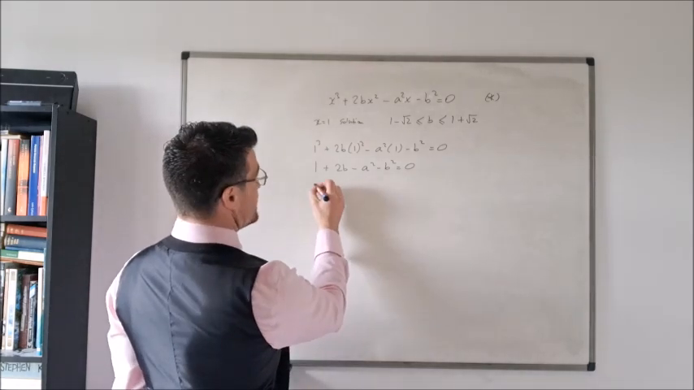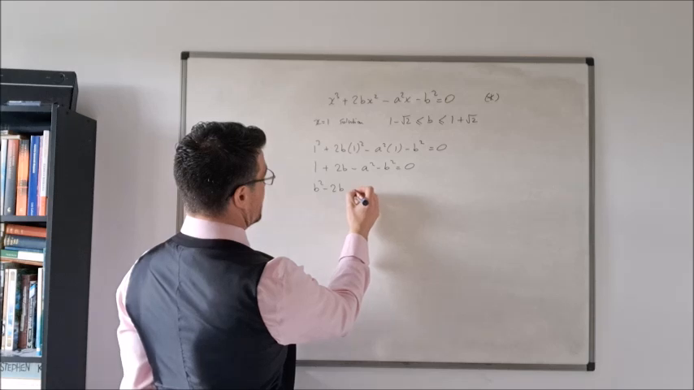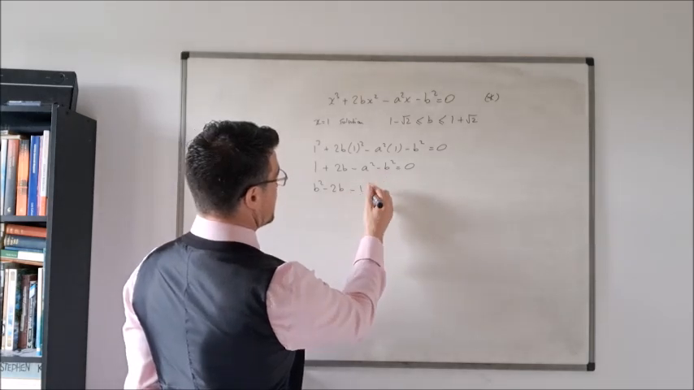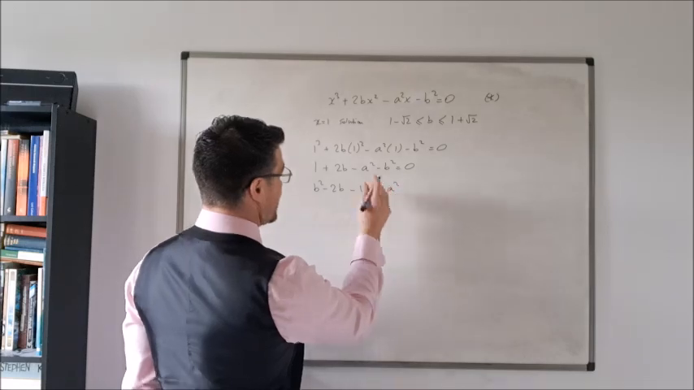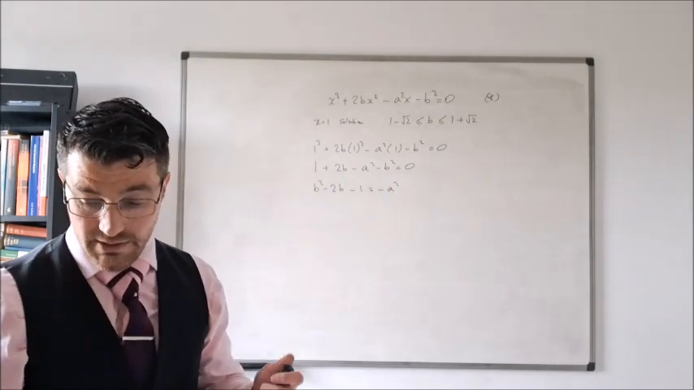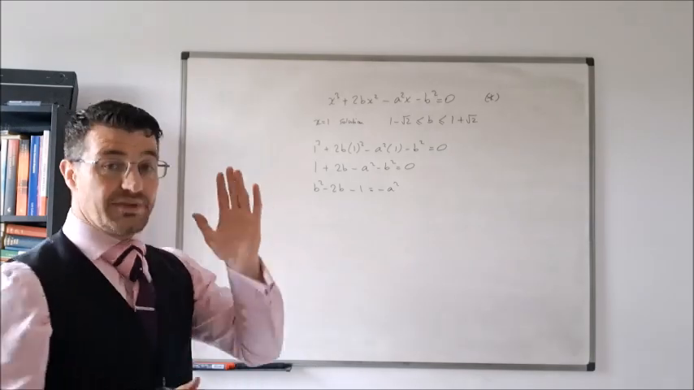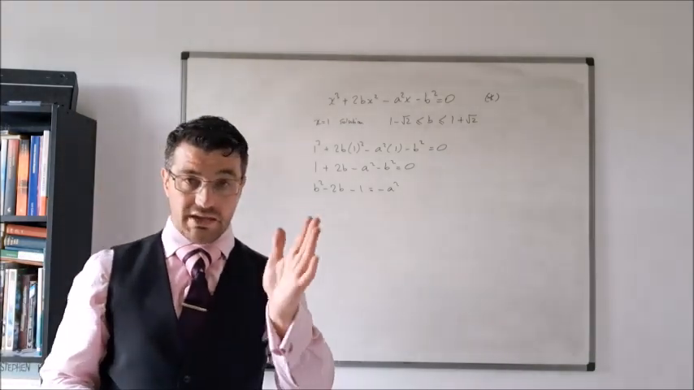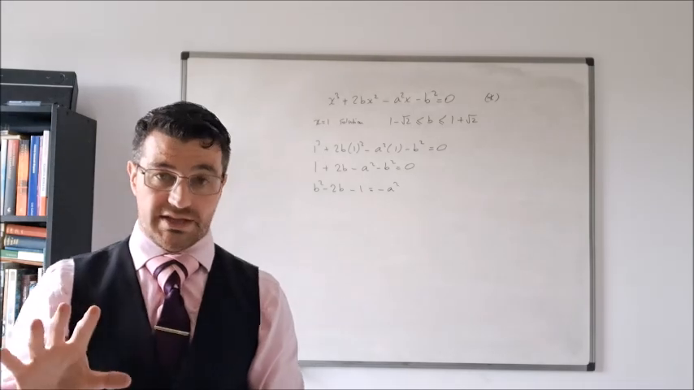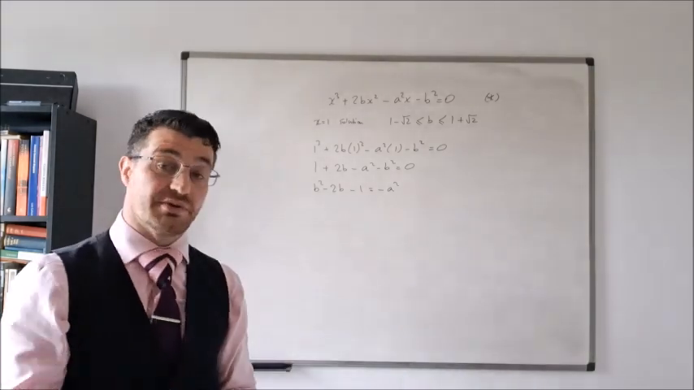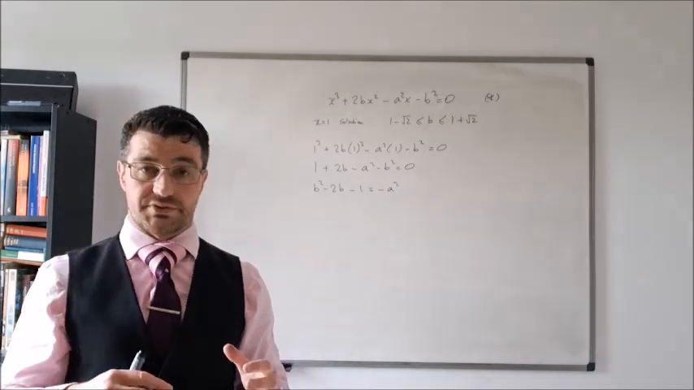I get b squared minus 2b minus 1 is going to be equal to minus a squared. So we've got to make sure we get this right. Okay, minus a squared. So the information that we were given about a and b is that they are real numbers. So you don't need to be familiar with complex numbers, imaginary numbers, things like that, but you do need to be familiar with certain properties of real numbers.